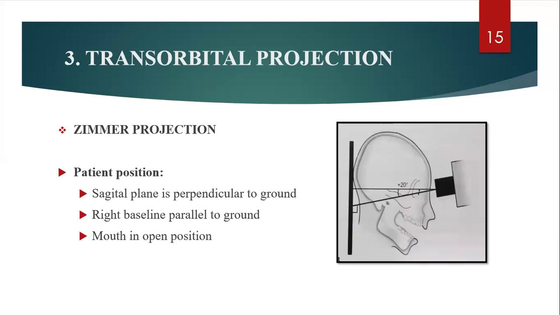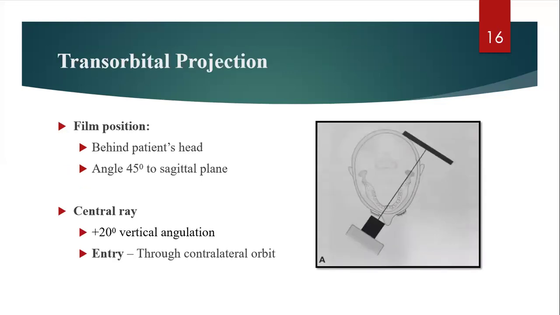Next is a transorbital projection. It is also known as Zimmer projection. In this technique, the patient is positioned in such a way that the sagittal plane is perpendicular to the ground, and also the mouth should be in open position. The film is placed within the cassette and is placed behind the patient's head, making an angulation of 45 degrees to the sagittal plane. And the central ray is passed with a plus 20-degree vertical angulation, and the point of entry is through the opposite side orbit through the medial canthus.